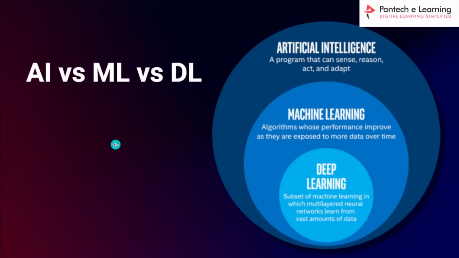So this is the difference between artificial intelligence, machine learning and deep learning. What is artificial intelligence? It is a program that can sense, reason, act and adapt like a human. And how are we going to achieve artificial intelligence? We are going to use many tools, and one such tool is known as machine learning.